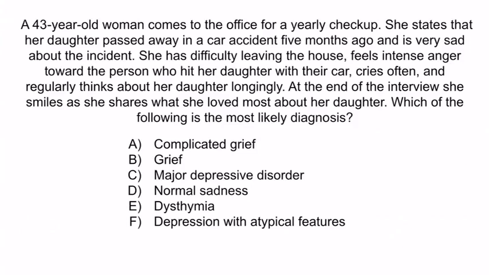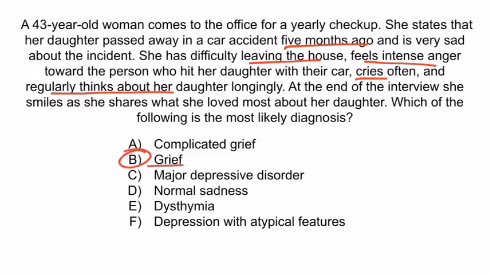A. Complicated grief. B. Grief. C. Major depressive disorder. D. Normal sadness. E. Dysthymia. Or F. Depression with atypical features. Okay, hopefully from the question stem you notice that this woman lost her daughter 5 months ago and is now experiencing some sadness. She has difficulty leaving the house, feels intense anger, cries, and thinks about her daughter regularly. This is consistent with grief, so the correct answer is B.